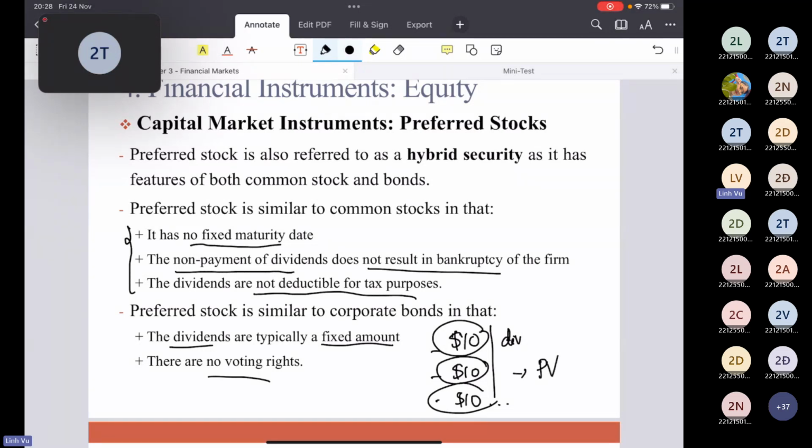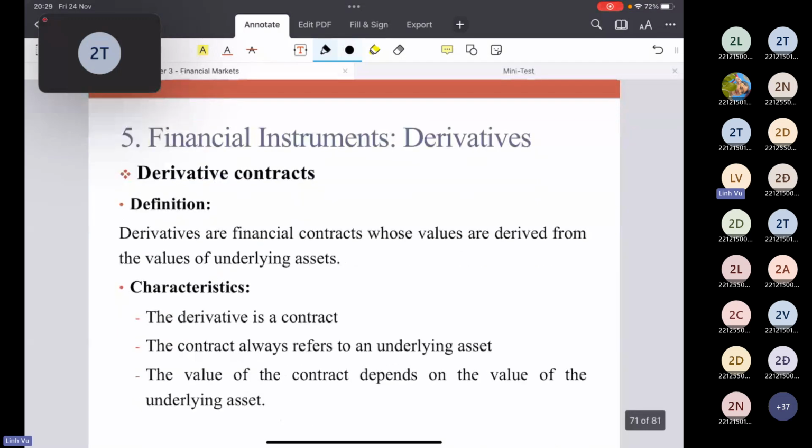So the present value of a preferred stock can also be calculated using the formula of a perpetuity. So it is equal to D divided by R, in which D is the dividend payment and R is the required rate of return of the investor. Is this point clear? Yes or no? Oh, some of you raise your hands. This means that you already understand, right? Okay, very good. So that is about the equity securities.